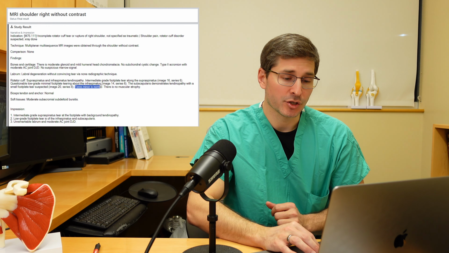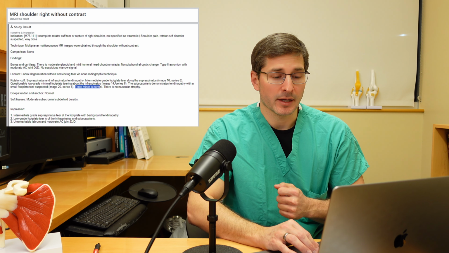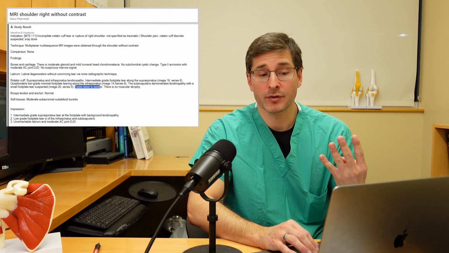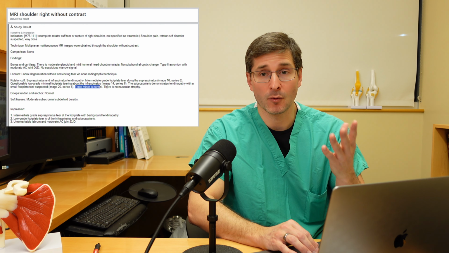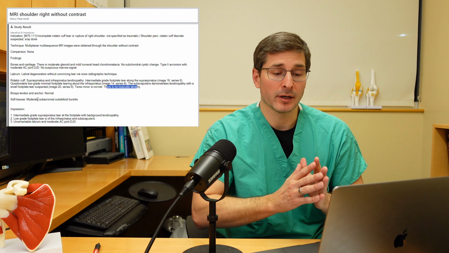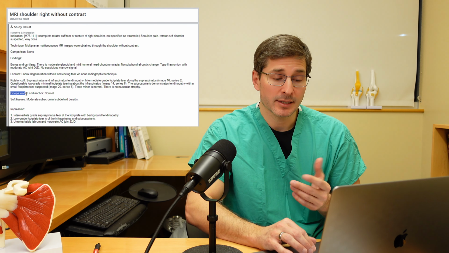And then finally, they mention the teres minor is normal. That is the teres minor, the fourth out of the 4 rotator cuff tendons. There's no muscle atrophy, meaning the muscle looks healthy. And they move on to talk about the biceps tendon.